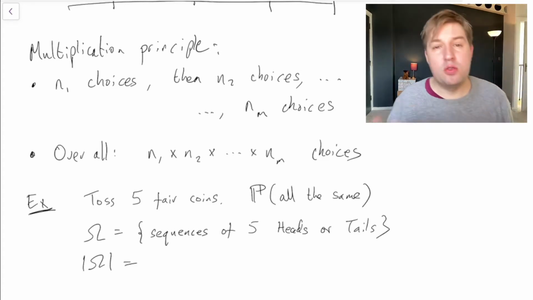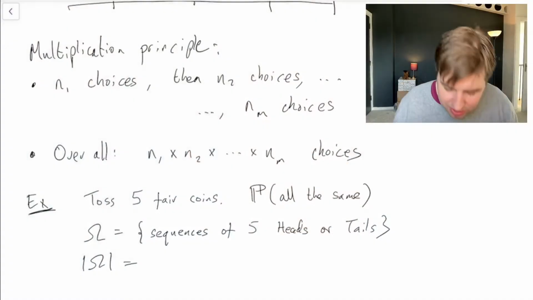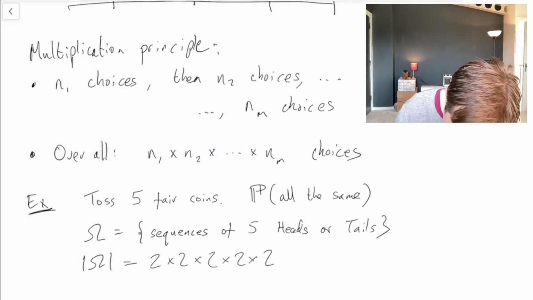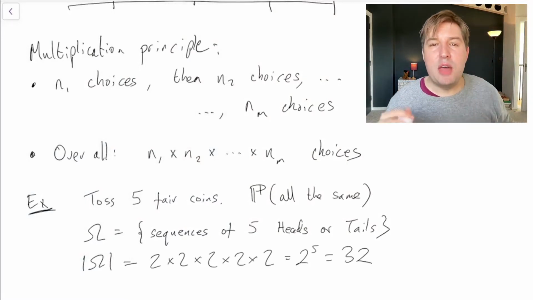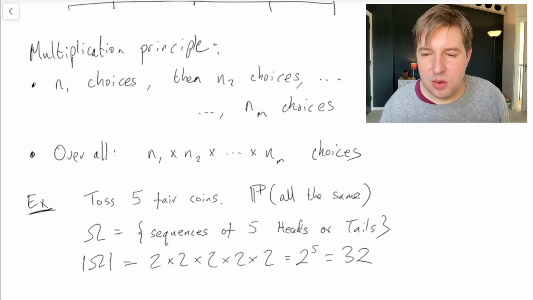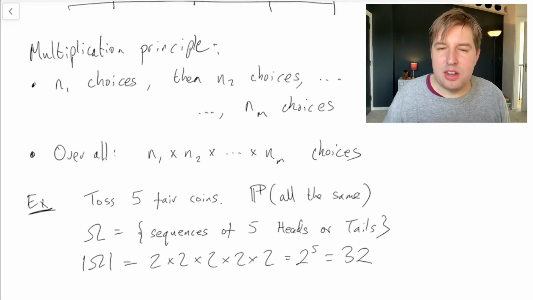Well, there are 2 choices for the first coin, which could be heads or tails. There's 2 choices for the second coin, which could be heads or tails. 2 choices for the third, 2 choices for the fourth, and 2 choices for the fifth coin that could be heads or tails. And so by the multiplication principle, we multiply those together. It's 2 for the first coin, second coin, third coin, fourth coin, fifth coin, or 2 to the 5, which is 32. So there we've used the multiplication principle to remind ourselves that 5 choices of 2 things is 2 to the 5 equals 32 in total.